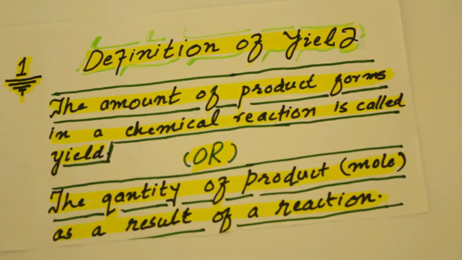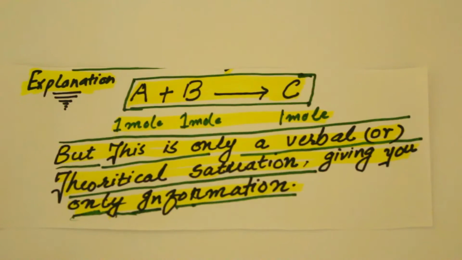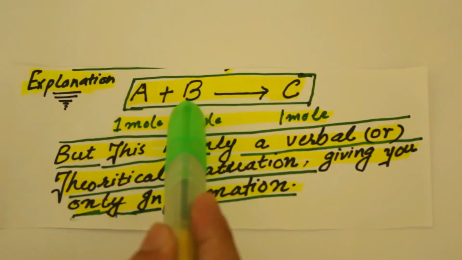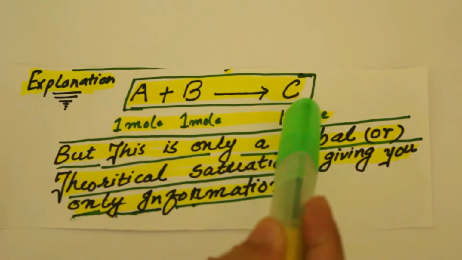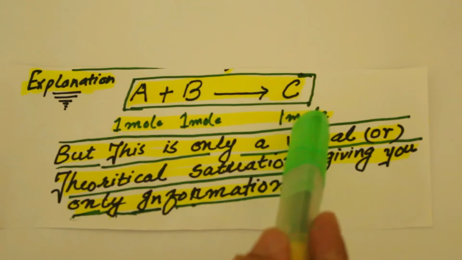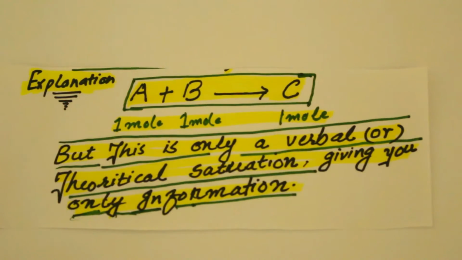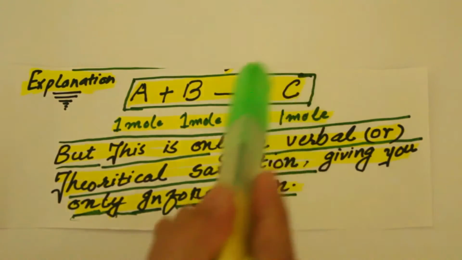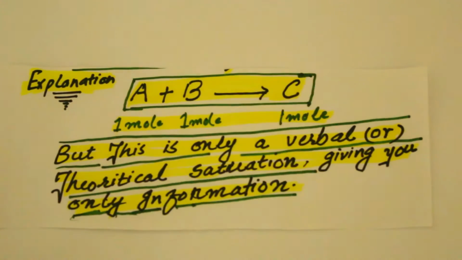So let's explain this idea with the help of a very simple general example. Here you can see a general reaction in which 1 mole of A reacts with 1 mole of B, and it gives us 1 mole of the product C. Now this C is called the yield of this reaction, but remember that this is only a hypothetical or verbal representation of the situation we are considering.